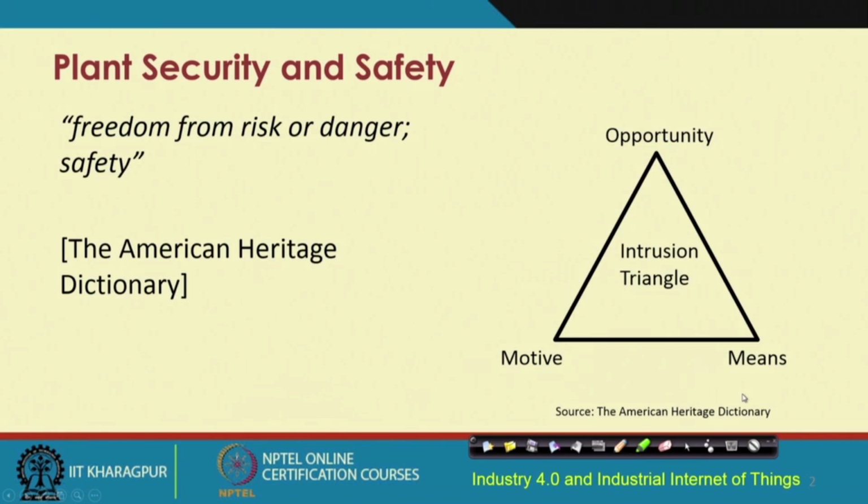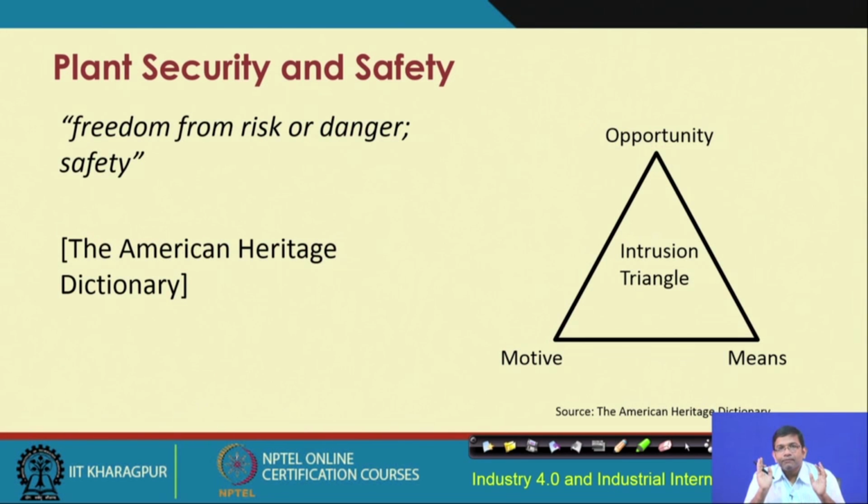So, having understood this, let us now go back and try to understand the basic concepts of plant security and safety and how IIoT can help us. If we are talking about safety and security, there are three different prongs. These are the three different corners of the intrusion triangle. The famous, popular intrusion triangle has three different features that will have to be taken into account.